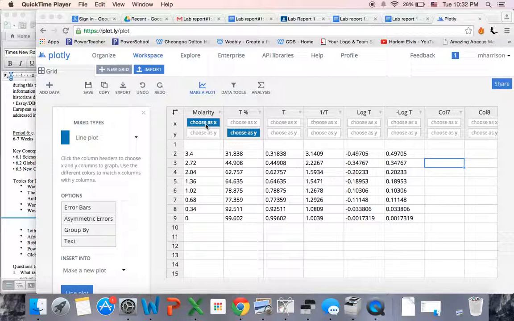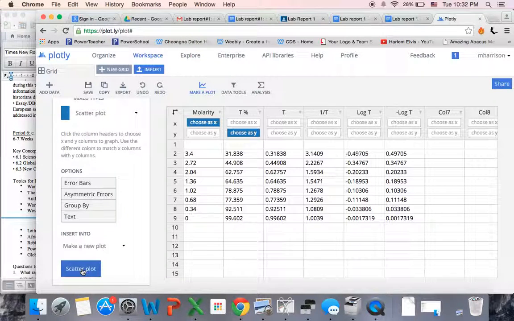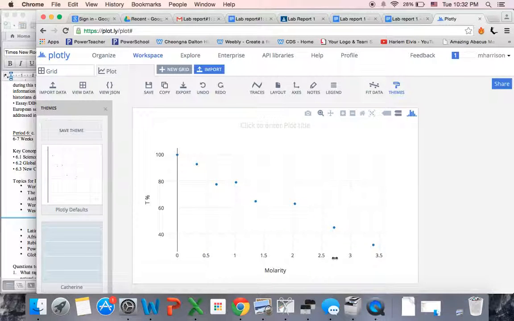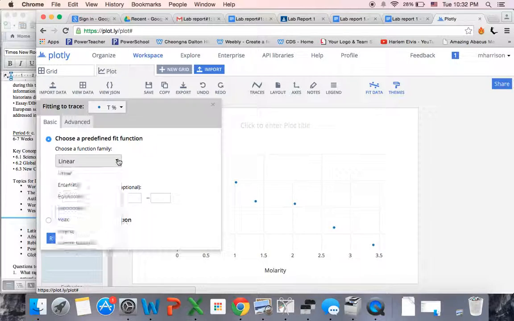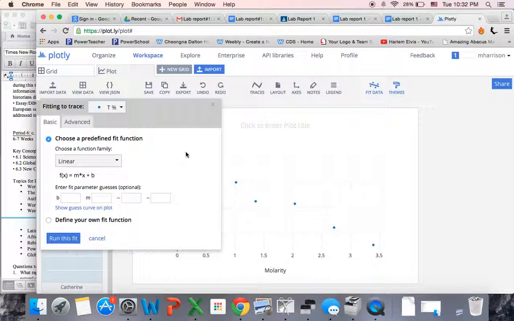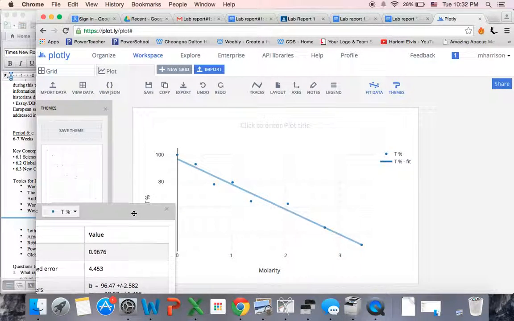First graph we've set up, we've chosen to have molarity as x and transmittance as y. So we're going to create a scatter plot. Now we want to fit the data. We add the fit to the trace. We have the choice of whether we want a linear, a quadratic, a polynomial, an exponential, etc. We're looking for a positive linear relationship here. So we're going to run this fit, and we can see the result here.